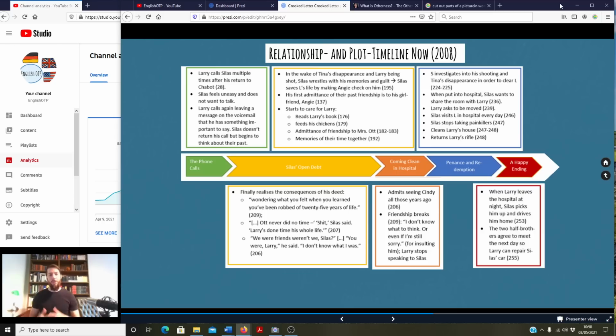So in the end, when Larry leaves the hospital at night, Silas picks him up and drives him home, and the two half-brothers agree to meet the next day so Larry can repair Silas' car. This is of course a fantastic end because it promises a lot. Silas is going to be Larry's first customer.